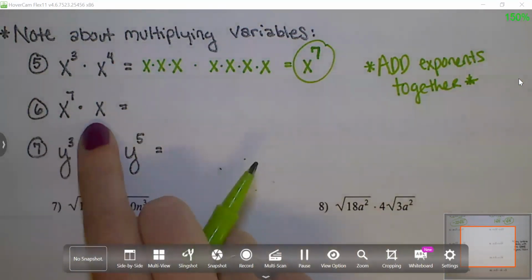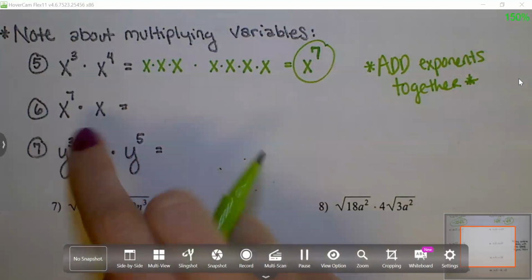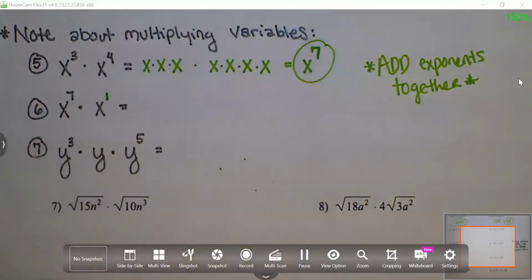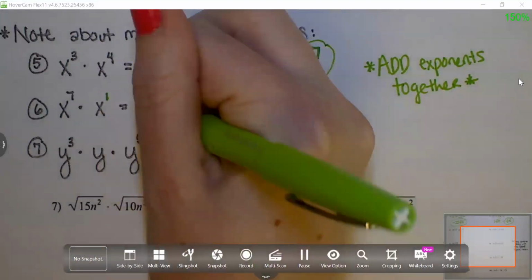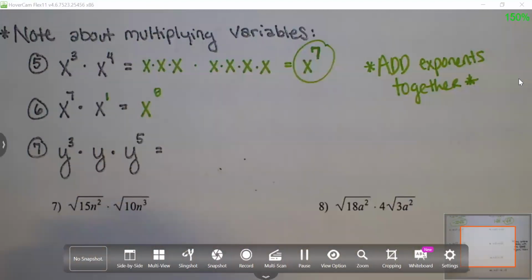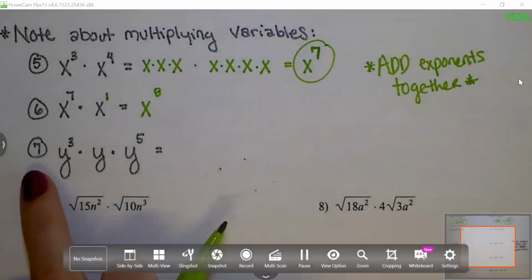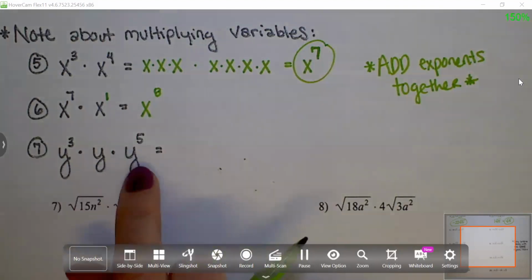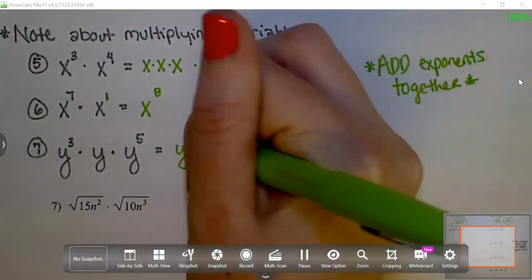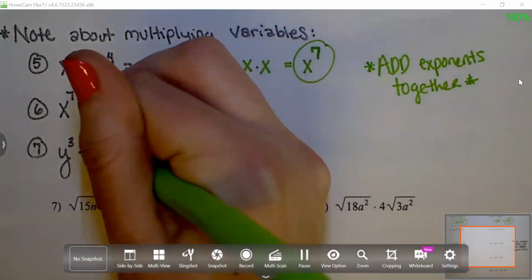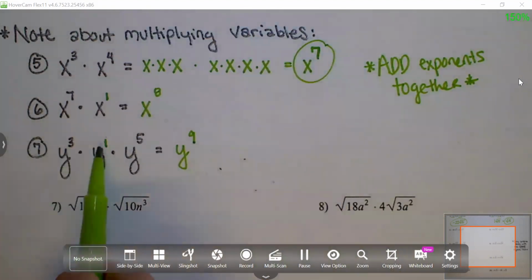X to the 7 times x. This isn't a 0 as an exponent, it's like a 1 as an exponent. So if I were to add that together, I would get x to the 8th power. Again, it's multiplication, but during multiplication, we add our exponents. And this next one, number 7, y to the 3rd times y to the 5th is y to the 9th. Because again, this counts as 1. 3 plus 1 plus 5 gives me a total of 9.